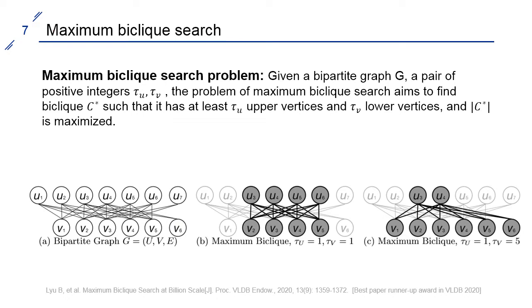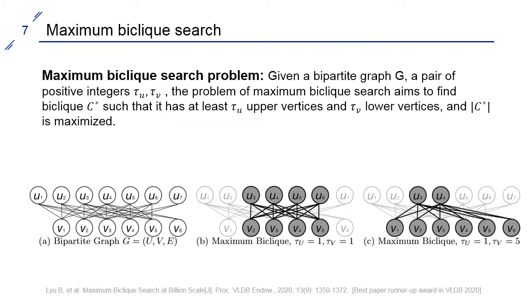So based on the biclique model, the maximum biclique search problem is studied in the literature, which is, given a bipartite graph G and a pair of positive integers tau_u and tau_v, the problem of maximum biclique search aims to find the biclique C star such that it has at least tau_u upper vertices and tau_v lower vertices, and the size of C star is maximized. Here the size refers to the number of edges in the biclique.